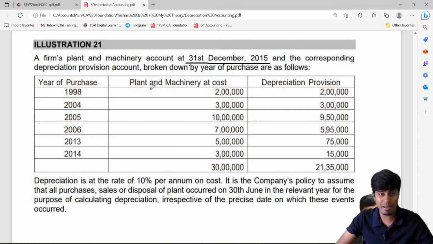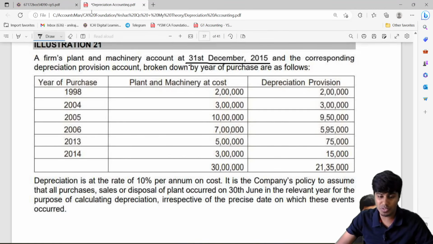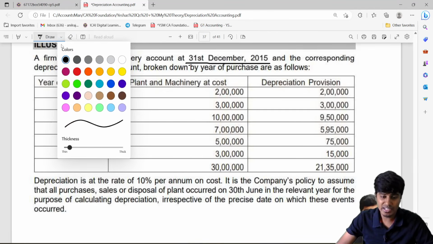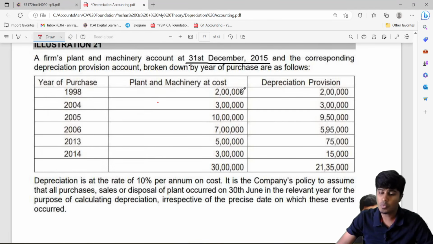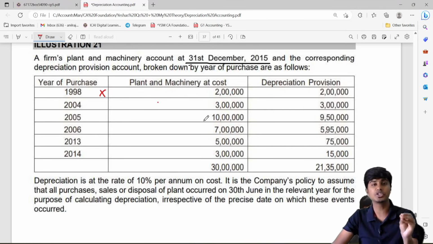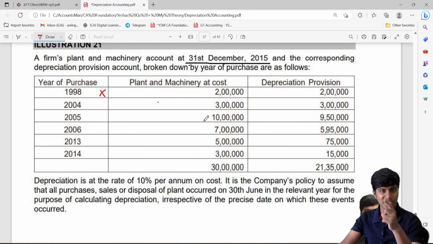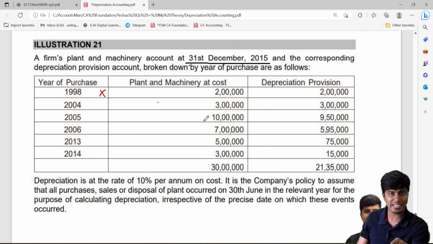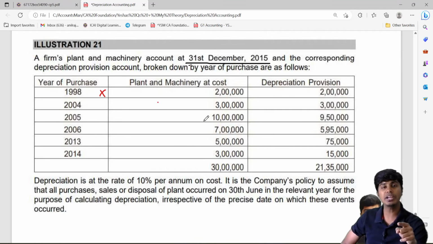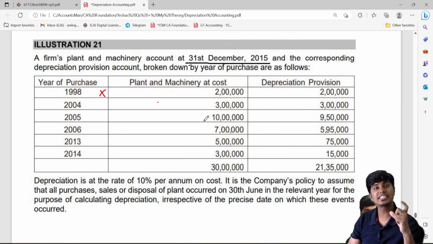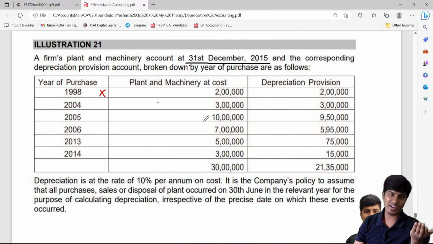Several asset balances are given. What we need to note with regard to the first asset is this: cost of the asset is 2 lakh, depreciation provision of the asset is 2 lakh. So this asset is completely depreciated, so there is no depreciation to be charged on this asset. If we charge any more depreciation on this 1998 purchased asset, accumulated depreciation on this asset will exceed the original cost of this asset, which will in turn make the asset value negative.